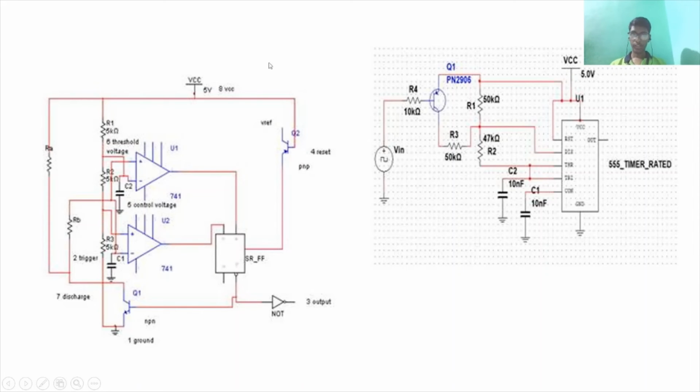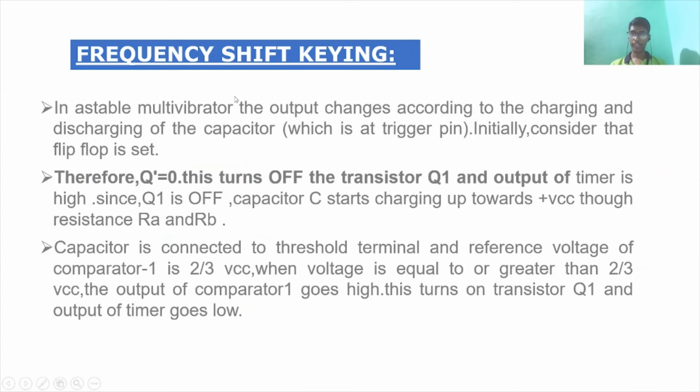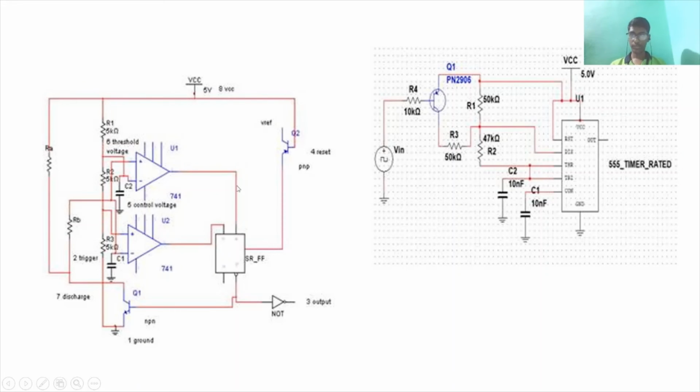Next, this is the diagram of frequency shift keying. As you can see, these are the op-amps used here, and this is the SR flip-flop. Then this is the resistor R1, R2, R3, and this is the RA, RB resistor.